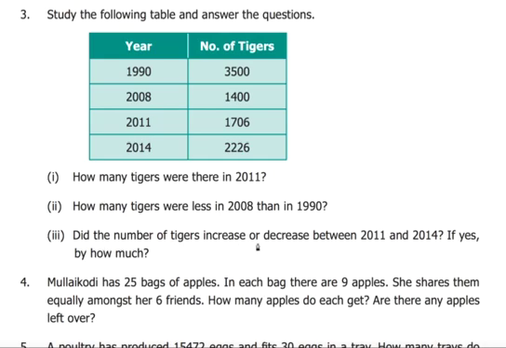Did the number of tigers increase or decrease between 2011 and 2014? They increased. If yes, by how much? This minus this much. 500 only. 520. Okay.